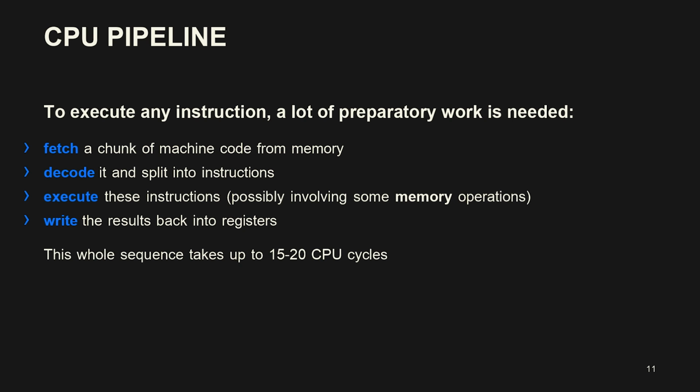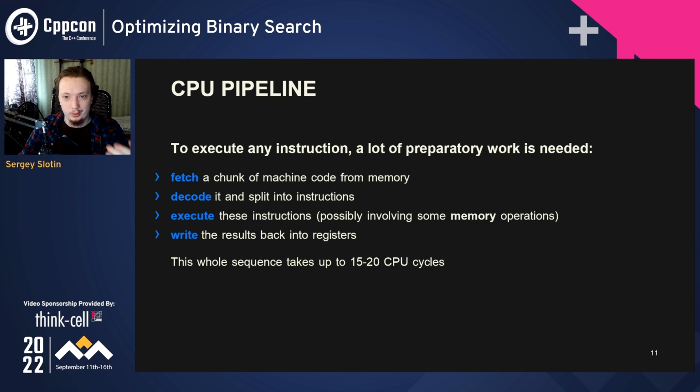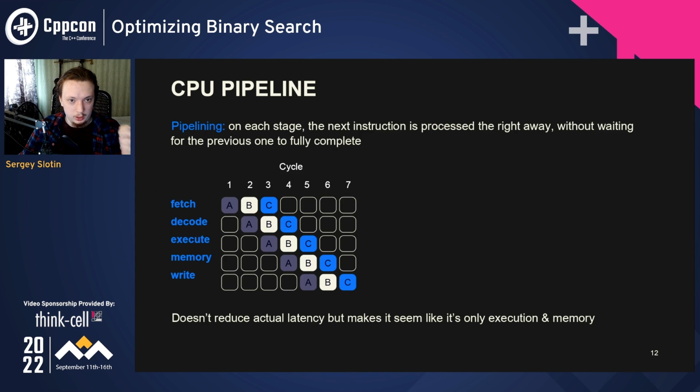Each of these operations has some intermediate steps, and in total, from start to end, the whole process takes about 15 to 20 CPU cycles from start to finish. In order to not wait these 20 cycles on each instruction, modern CPUs use an optimization called pipelining. So the idea is that when an instruction finishes its execution on a certain stage, the module responsible for the stage can start processing the next instruction right away, without waiting for the previous one to fully complete.